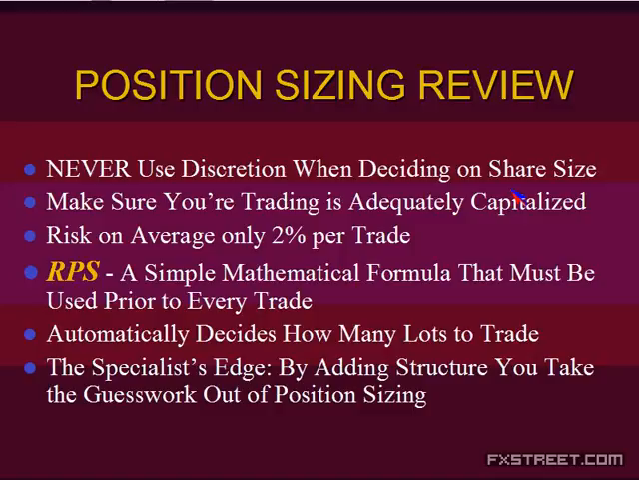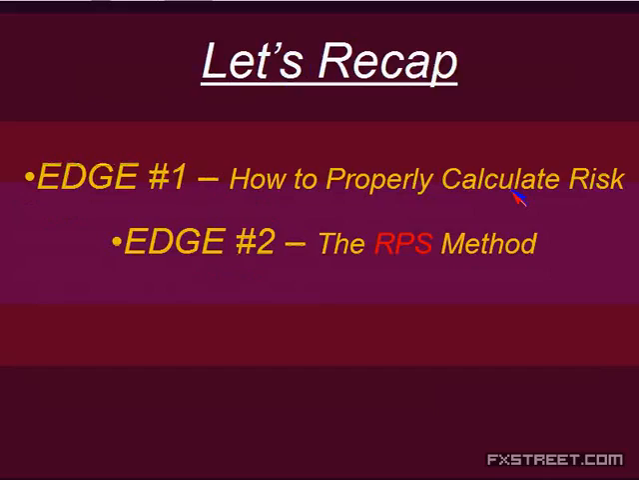You never really want to be guessing where you should be getting in, where you should be getting out, and especially you should never guess how many lots to trade. All right, so let's recap. We showed you how to properly calculate risk. 2% is the benchmark, and then we showed you the RPS method.